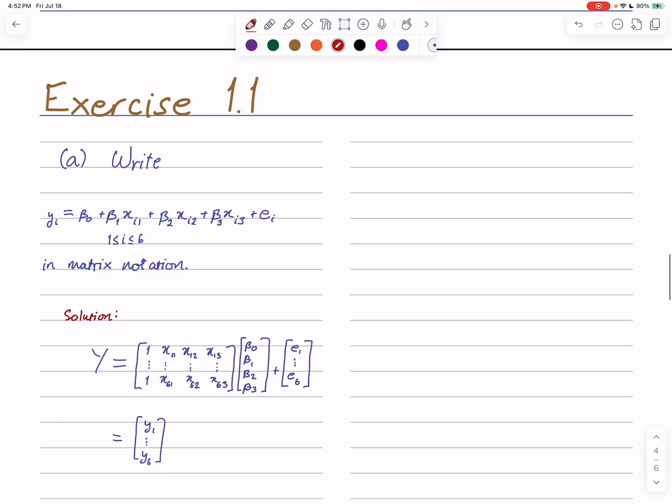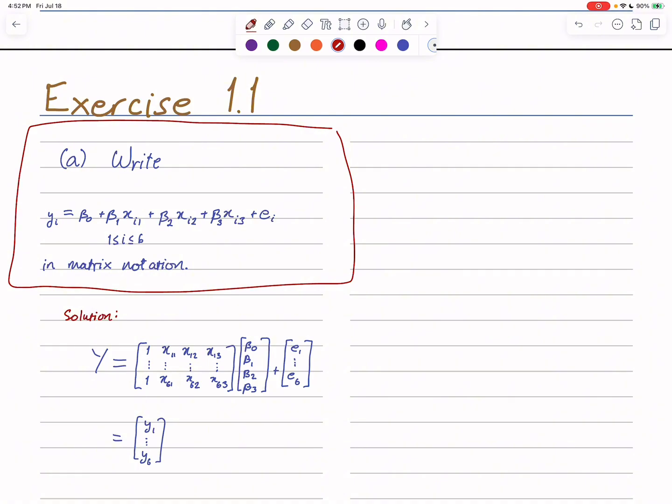And we're going to conclude this video with an exercise. The first exercise, which is given in the book by the way, is to write the following system of equations. This is really a system of equations because for each i from 1 to 6, we get an equation. But we want to write it not coordinate-wise, but instead with matrix notation.